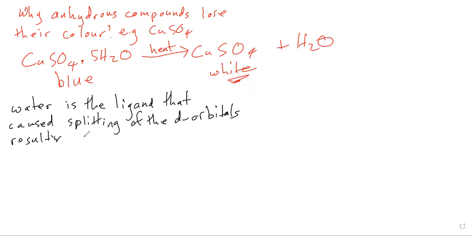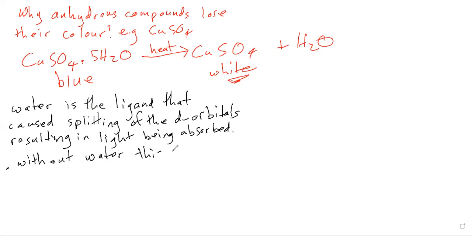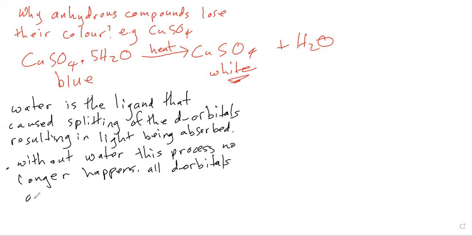Resulting in light being absorbed. Without water, this process no longer happens. All right. All the orbitals are now degenerate. When the ligand is there, they are no longer degenerate: two separate energy levels. You remove the ligand, they go back to being of the same energy level.